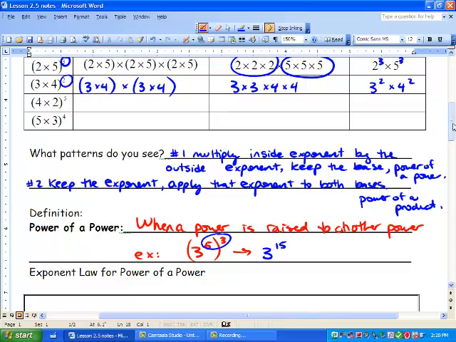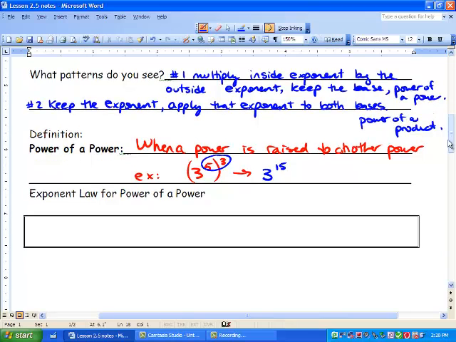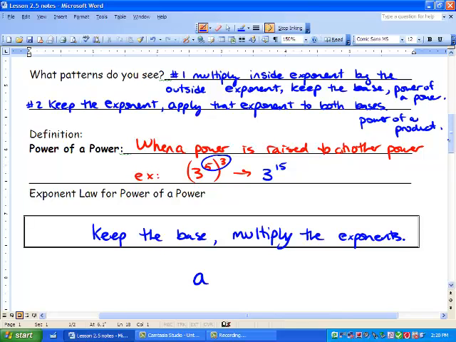Wow, that's a big number. The exponent law for power of a power is we keep the base and multiply the exponents. And if we want to do this with some variables, we're just going to get a to the m, and all that is to the n. Well, it just means that we're going to get a to the m times n. All right, let's turn the page.